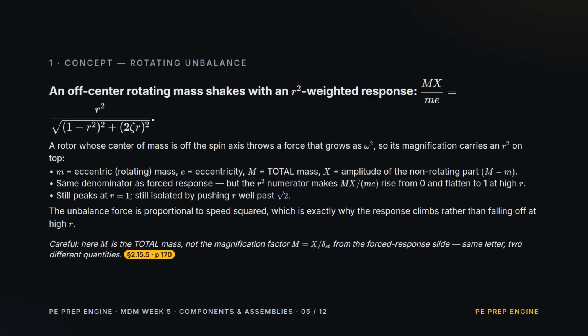Concept 4. Rotating unbalance. A rotor whose mass sits off the spin axis throws a force that grows with frequency squared, so its response carries an R squared on top. The denominator is the same as forced response, but that R squared makes the curve climb from 0 and flatten to 1 at high speed. Watch the symbols. Here, capital M is the total mass, not the magnification factor from 2 slides ago.